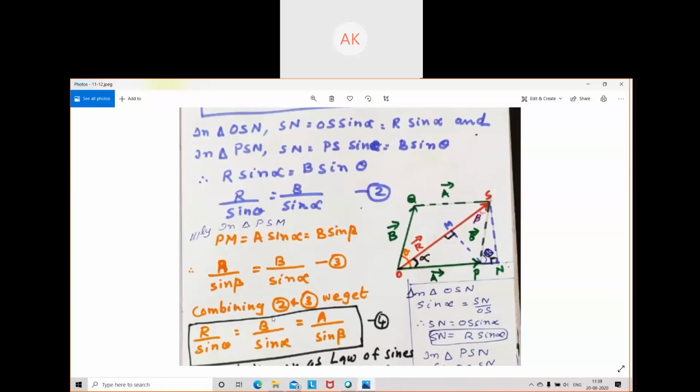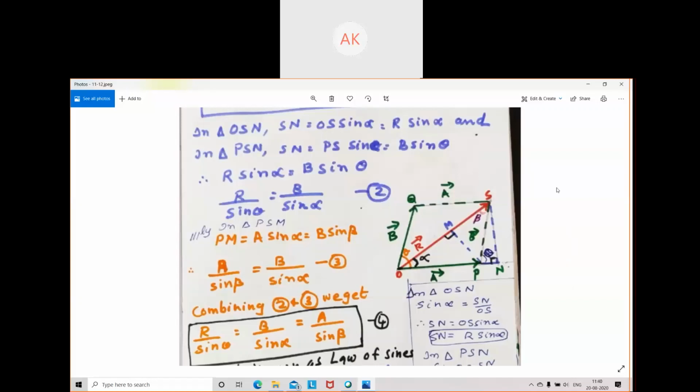So this is also used to find the direction of the resultant vector, either in terms of alpha, in terms of beta, or in terms of theta. We can find out the direction. When you do problems, it will become more clear. So first you derive the equation. Just write and study the derivation part.